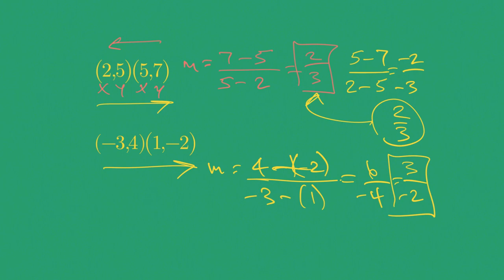Guys, remember, if your slope is negative, you only get to use one negative sign. That negative sign can be with the 2, it could be with the 3, it could be with one or the other, can't be with both. Okay? But that slope is negative.